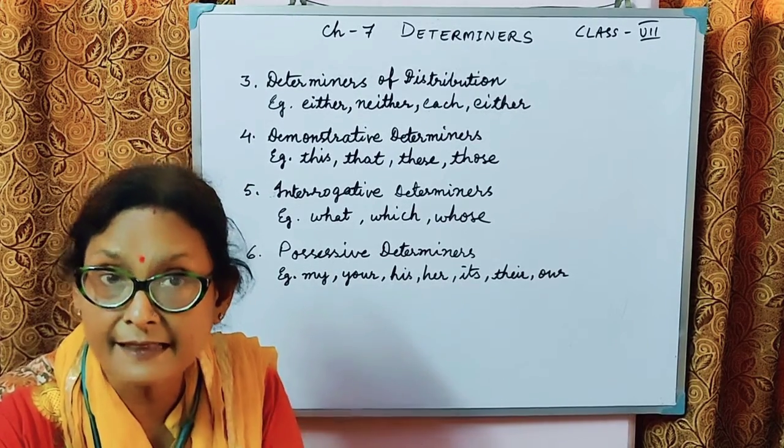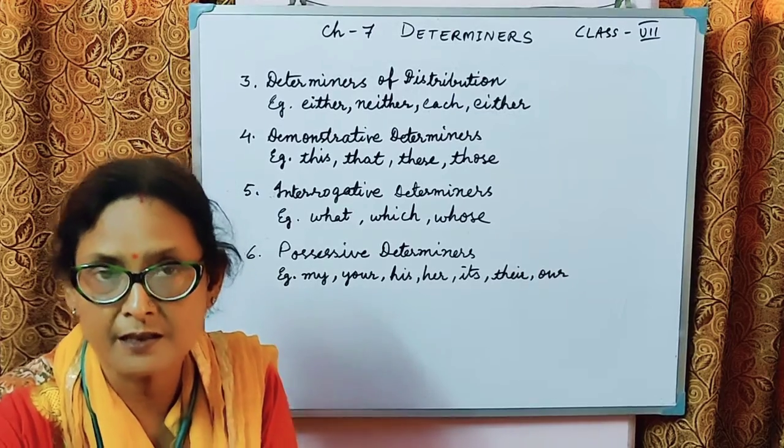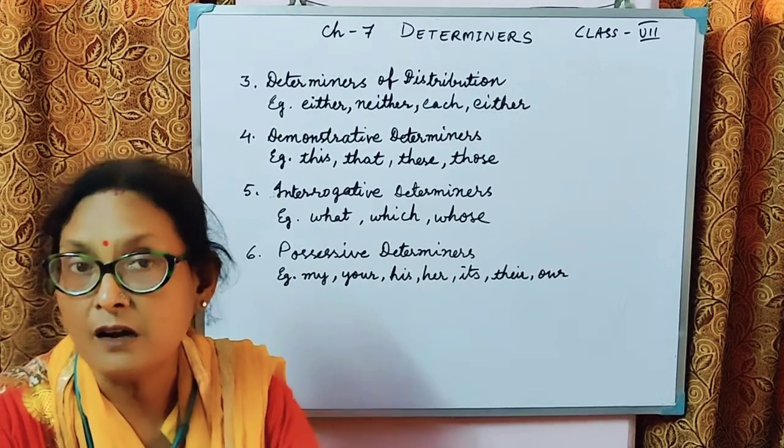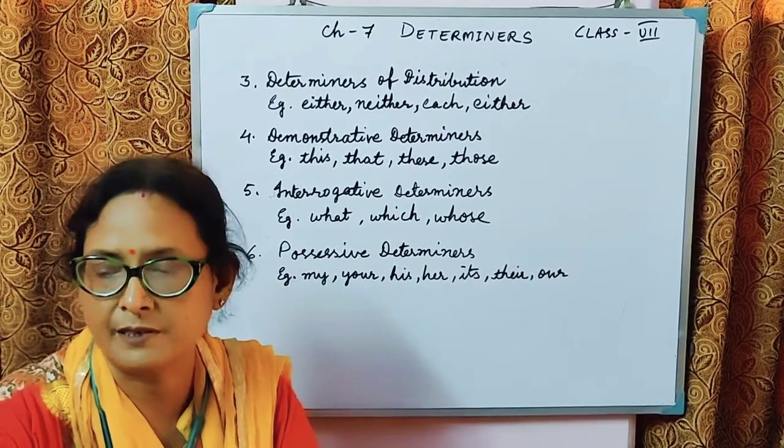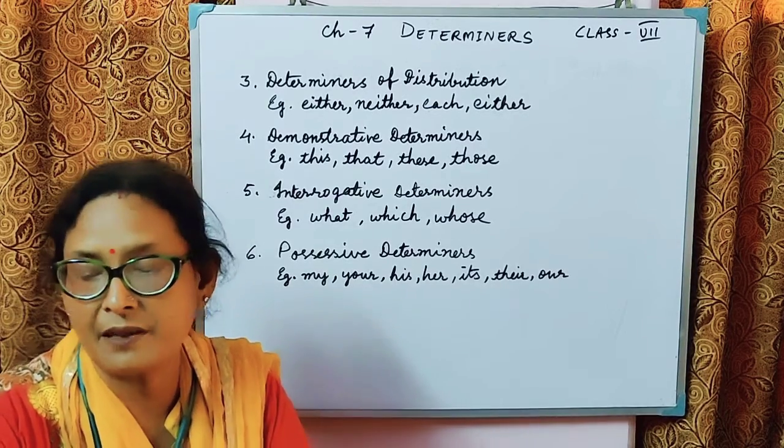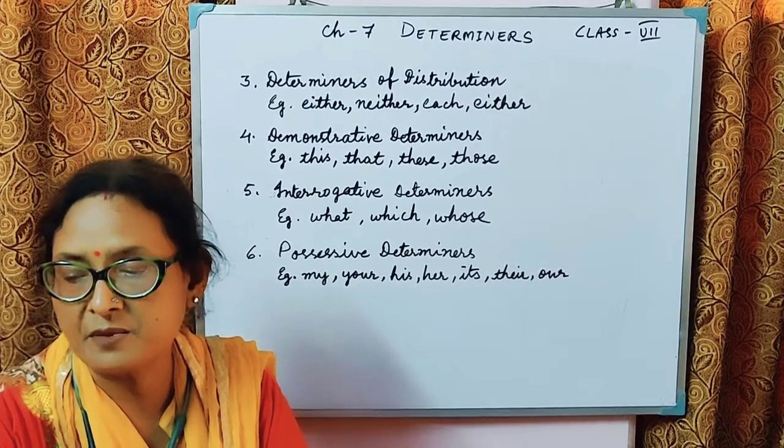This and these are used for nearer objects; that and those are used for distant or far away objects. So, examples I'm giving here. Can you lend me this pen?